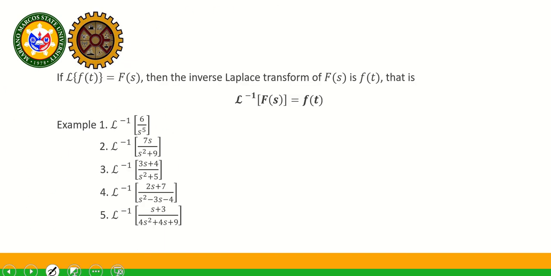Now let's try example number 3, inverse Laplace of 3s plus 4 over s squared plus 5. Okay, so isulat muna natin. Number 3, the inverse Laplace of 3s plus 4 over s squared plus 5. Okay, so una nating gagawin is to paghiwalayin natin sila. We can rewrite this as the inverse Laplace of 3s over s squared plus 5 plus the inverse Laplace of 4 over s squared plus 5.